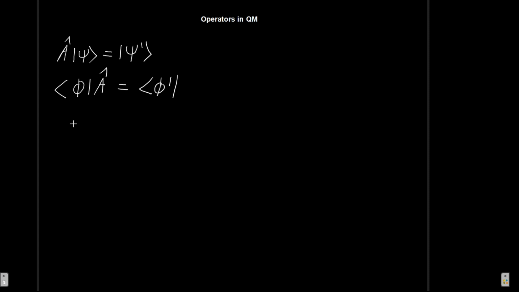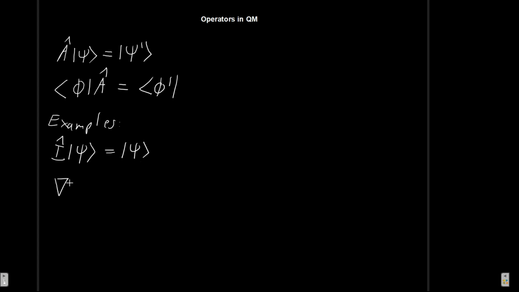So just to make it clear, what are a few examples of operators? You have certainly seen some of these. The most obvious one is the identity operator, which doesn't do anything. If you apply this to some state vector, you get the same state vector. That's a unity operator. It's not particularly interesting.